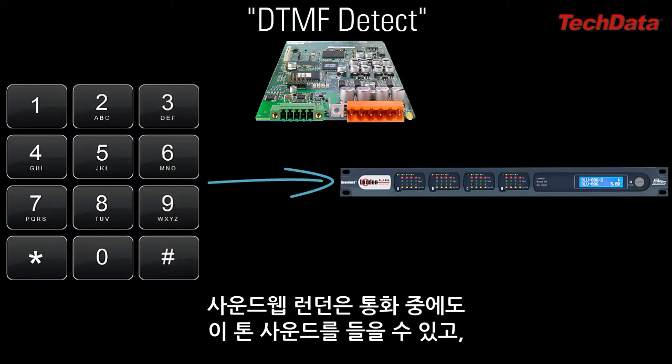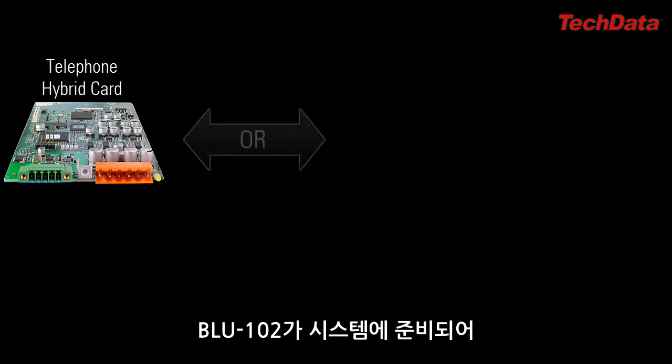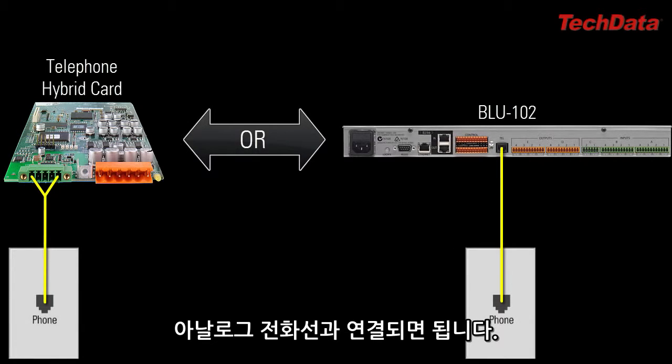A Soundweb London can be told to listen for those sounds during a call and then respond to them like control commands. The only requirement is that you must have at least one telephone hybrid card or one Blue 102 in your system connected to a working analog phone line.